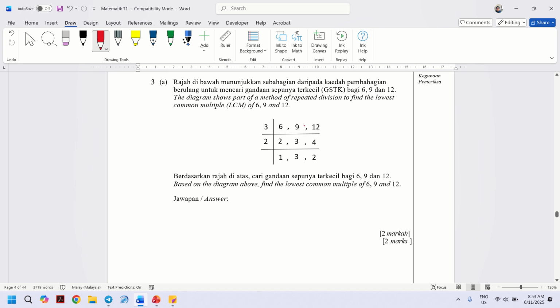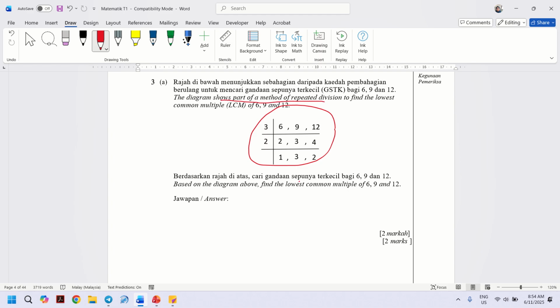Okay, for question number 3, the diagram shows part of the method of repeated division to find the lowest common multiple of 6, 9, and 12. Based on the diagram above, find the lowest common multiple of 6, 9, and 12. It is given that this is part of the method of repeated division.